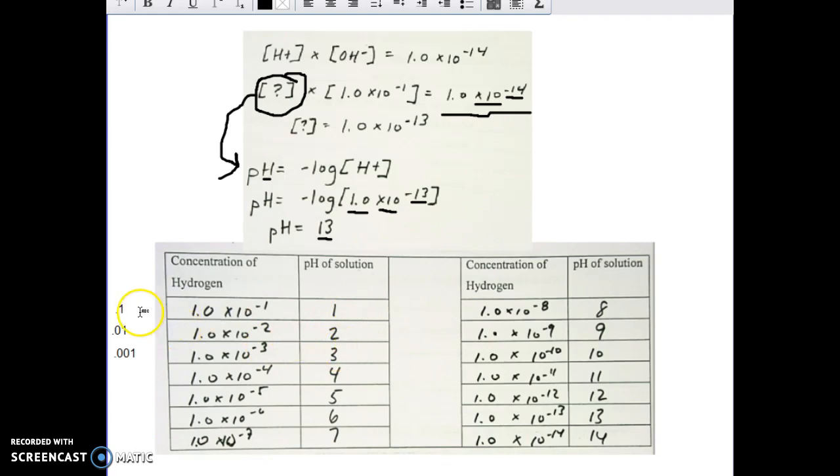So it's very much like the metric system where prefixes were, if you were right next to it, it was a 10 times difference. If you were 2 away from it, it was a 100 times difference.